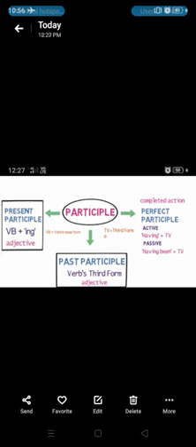Now it has its forms. There are two forms for this perfect participle, one in the active voice and one in the passive voice. Okay, so we can find this perfect participle in two forms, that is active form, and we will find this in passive form. So what is this active form? Active form means it will have the word having, plus the main verb.